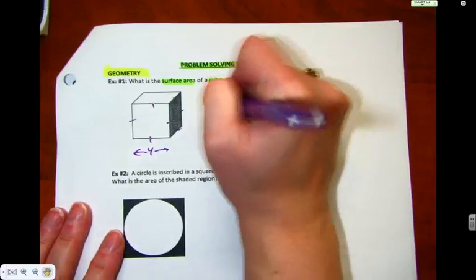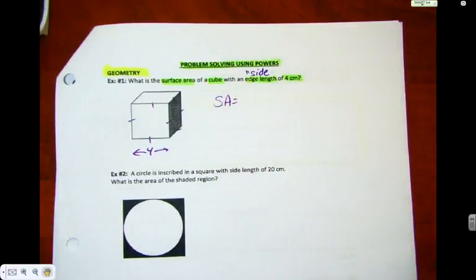We need a formula for surface area of a cube. What's the area of a square? Side by side. And how would we say side by side? Remember, this unit involves what now? Powers and exponents. So side times side we would write as side squared.